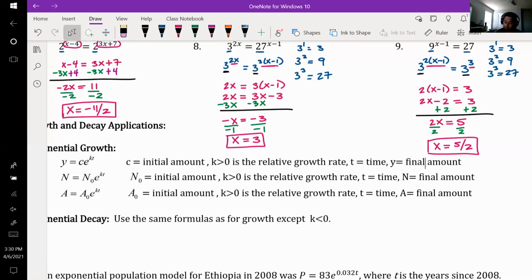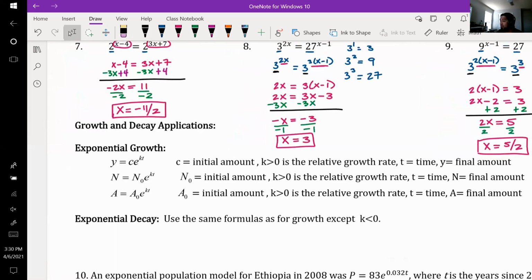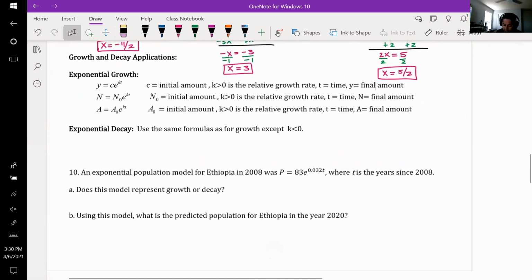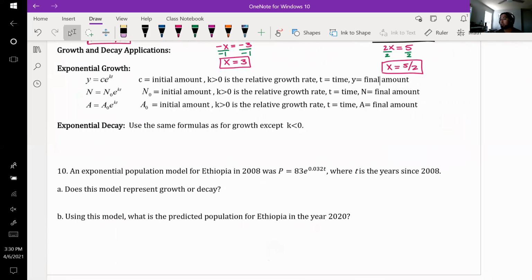Okay. And the only time you'd have an exponential decay is if K was less than 0. So if K is less than 0, then that is a decay rate. Okay. So with that being said, 10. An exponential population model for Ethiopia in 2008 was P equals 83 times e to the 0.032 t, where t is the years since 2008. Does this model represent growth or decay?